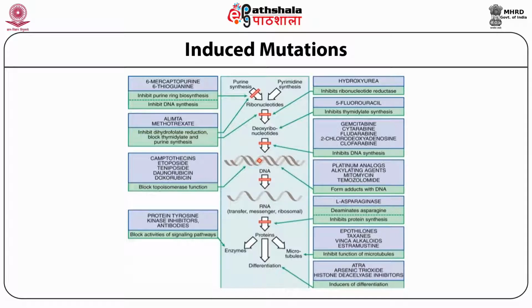Some drugs like gentamicin, cytarabine, and fludarabine inhibit the DNA synthesis. Similarly, Alimta or methotrexate inhibits the dihydrofolate reductase and blocks the thymidylate and the purine biosynthesis. So these are some steps where the commonly used DNA binding drugs act. Even at the post transcription level, some drugs act and interfere with the protein synthesis as well as the protein conformation.